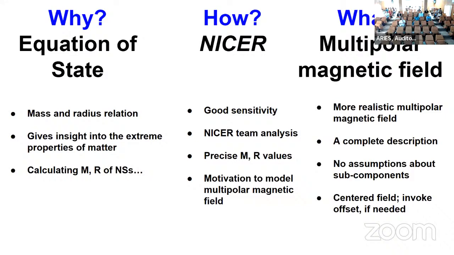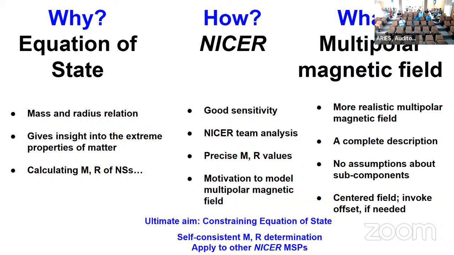And now coming to the full picture summary. So I did speak about why and how using NICER. And so the final what is, we have a more realistic multipolar magnetic field. And I hope I justified that using a centered field is making sense. And it's a complete description. There are no assumptions about subcomponents. We let our MCMC decide which one it wants to keep. And our ultimate aim is to, again, constrain neutron star equation of state.